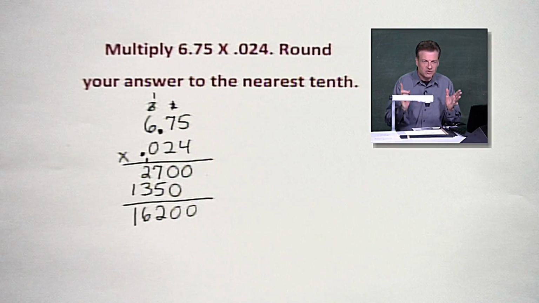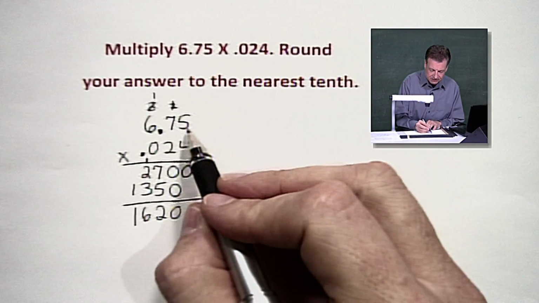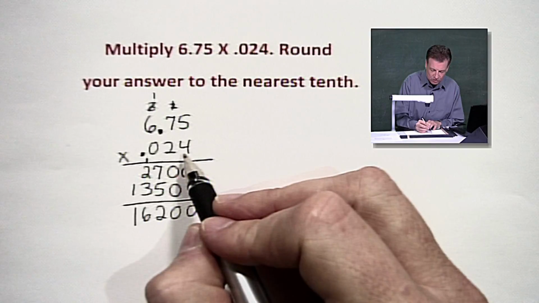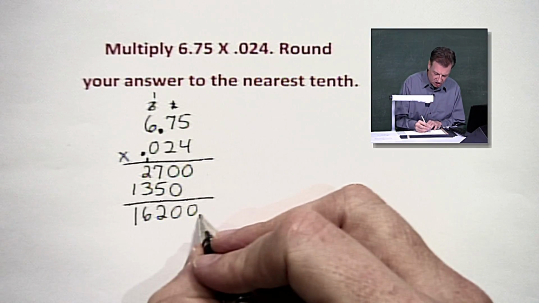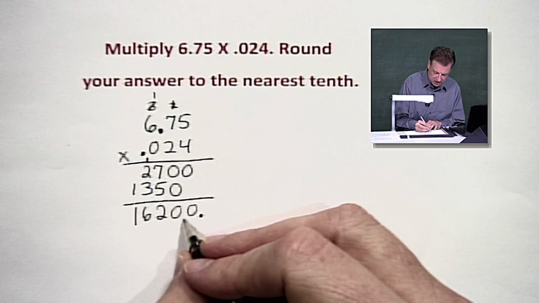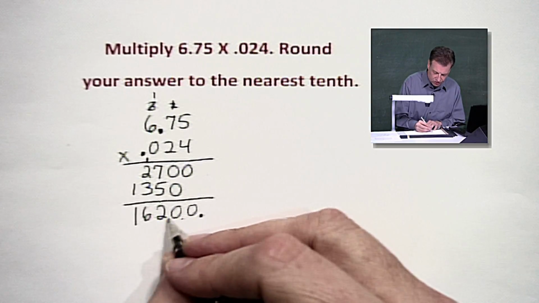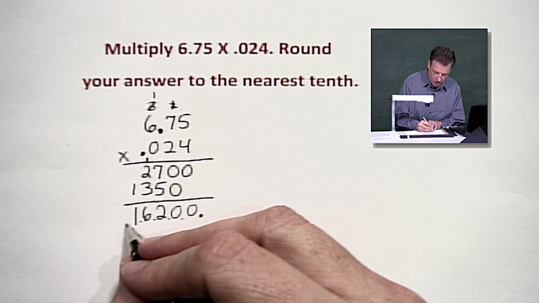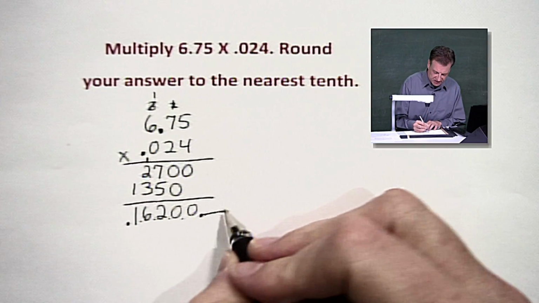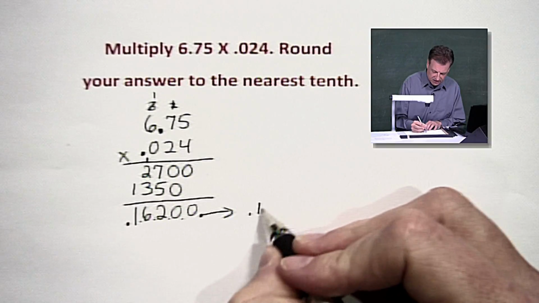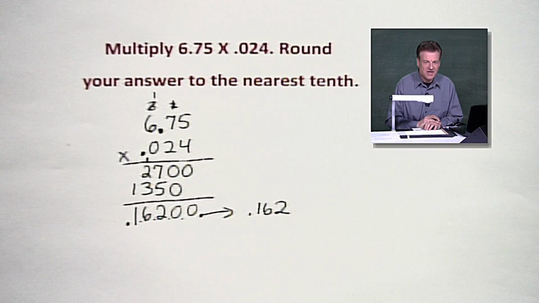How do we do it? Folks, we count to the right. We got 2 places this way. We've got 3 places this way. That makes for 5 decimal places as we count in here. So here we go. 1, 2, 3, 4, all the way to the front. So what this gives us looks like 162 thousandths.